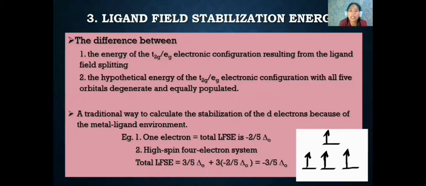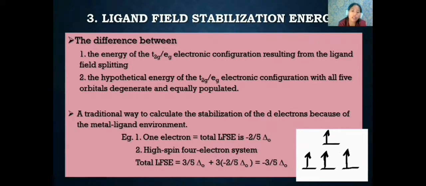So ligand field stabilization energy, LFSE, is the difference between the energy of the t2g over the eg electronic configuration resulting from ligand field splitting, and the hypothetical energy of the t2g over the eg electronic configuration with all 5 orbitals degenerate and equally populated. So this is a traditional way to calculate the stabilization of the d electrons because of the metal-ligand environment. So we have here an example.